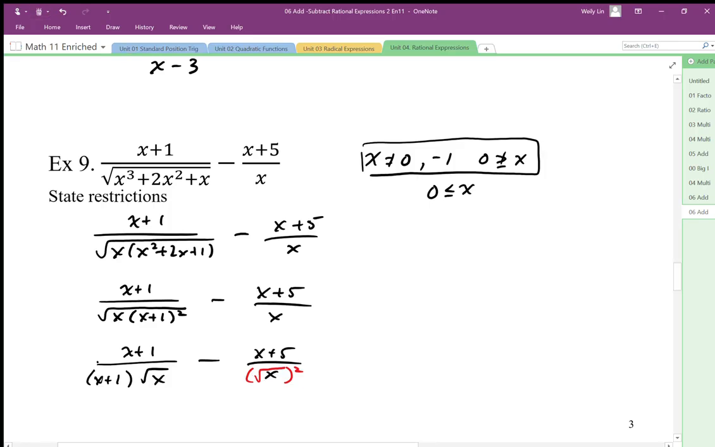Okay, so I'm missing a factor of x plus 1. Over here I'm missing a factor of square root x. Okay, so there looks like I have my common denominator. I don't know what the numerator is going to look like, but at least I know I have a common denominator. So now I just have to expand this out.